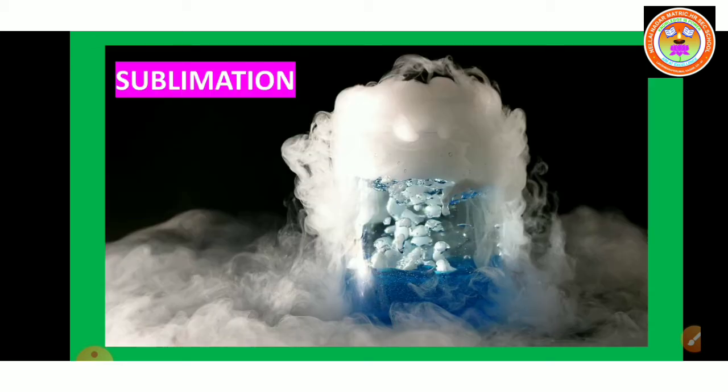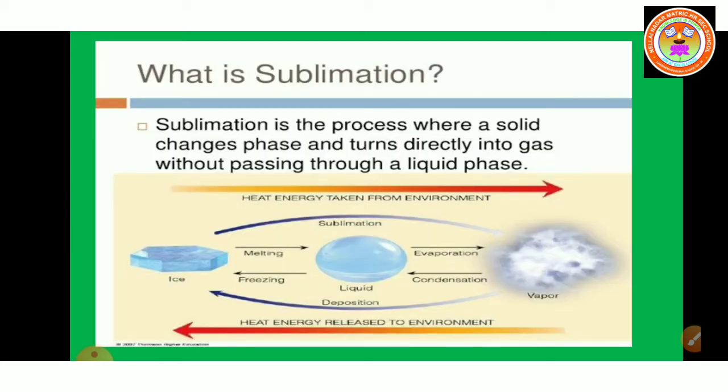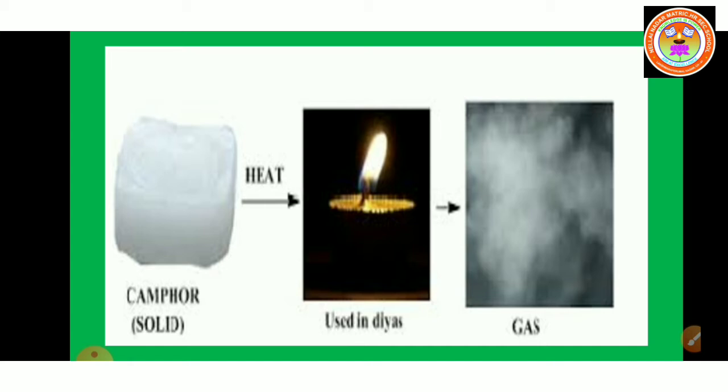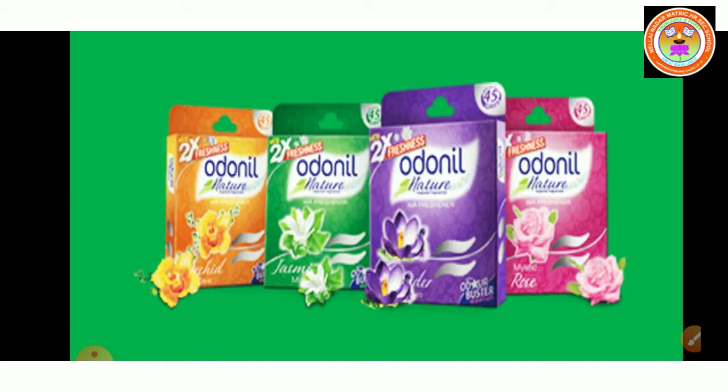Students, let us know about the sublimation method. Children, what is sublimation? Sublimation is the process where a solid changes phase and turns directly into gas without passing through a liquid phase. Simply we can say direct change of solid to gas is called sublimation. For example, camphor. Another example, air fresheners. The air fresheners are used in toilets. The solid directly converts to gas only. The solid slowly sublimes and releases the pleasant smell in the toilet over a certain period of time.